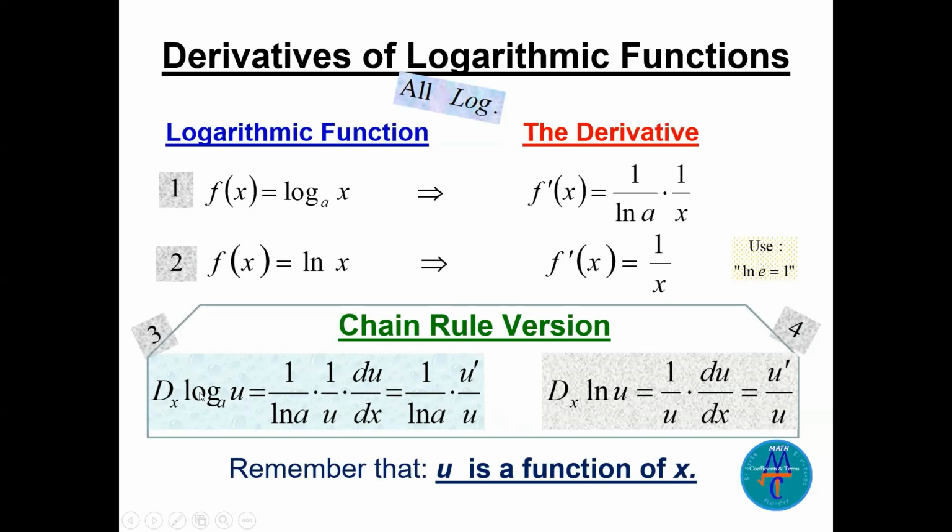Chain rule will be the derivative of log of base a of u, 1 over ln of a times 1 over u times du over dx. Now the important formula is number 4 here that we use a lot. The derivative of ln of u, simple formula, will be directly u prime over u.